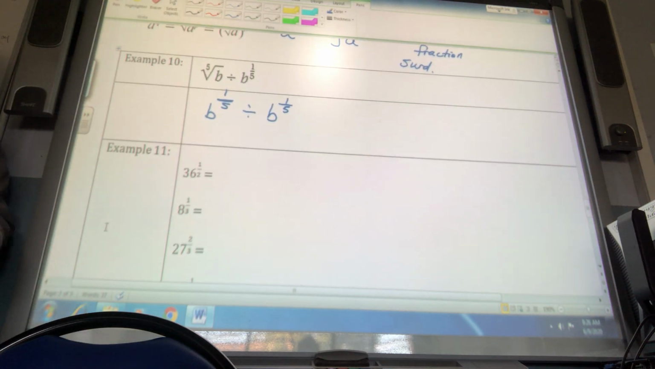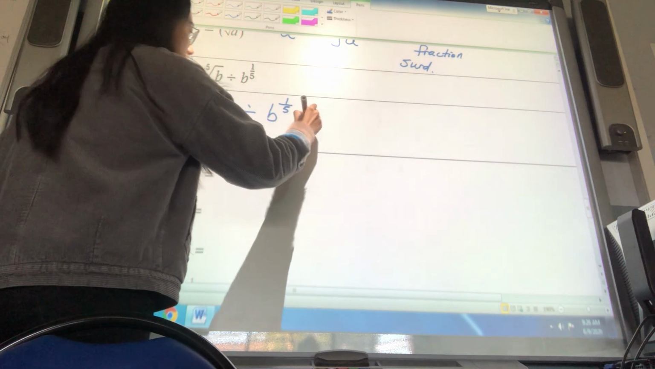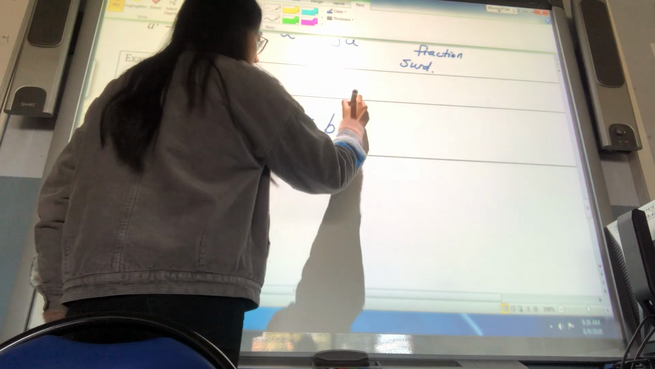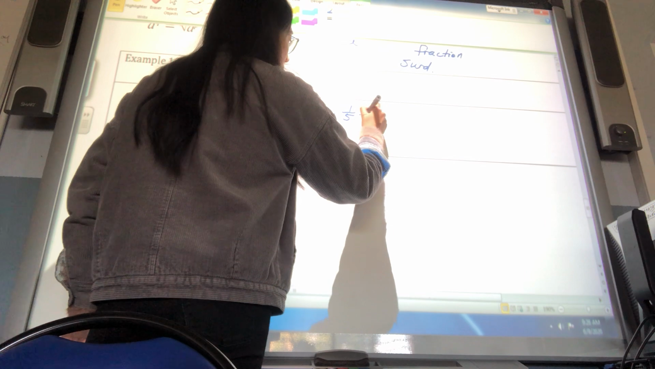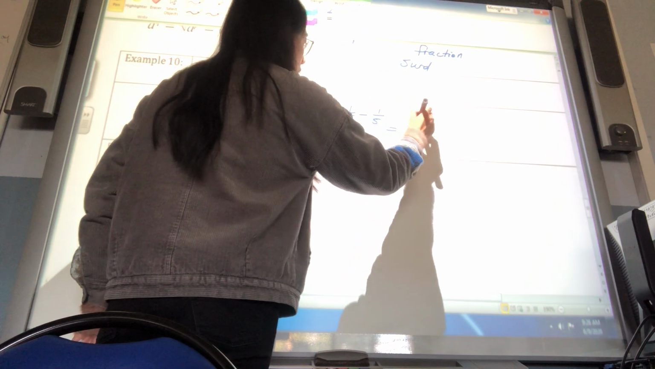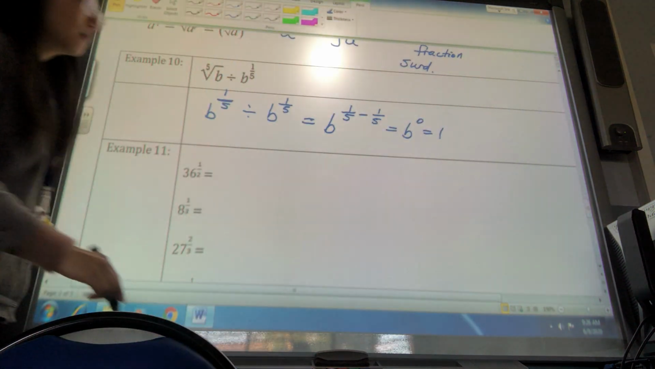And then how do I further simplify this? It's just 1. You can either do it by thinking a number divided by itself is going to be 1, or you can use the index law for division. So b to the power of 1/5 minus 1/5, and that's b to the power of 0, which will give you 1 as well.